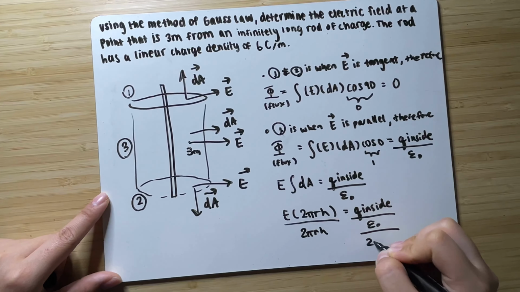2 pi RH. And dividing by a fraction, because Q inside over epsilon naught is a fraction, is the same as multiplying by the reciprocal. So it would be Q inside over epsilon naught multiplied by the reciprocal of 2 pi RH. So it would be 1 over 2 pi RH. Okay?